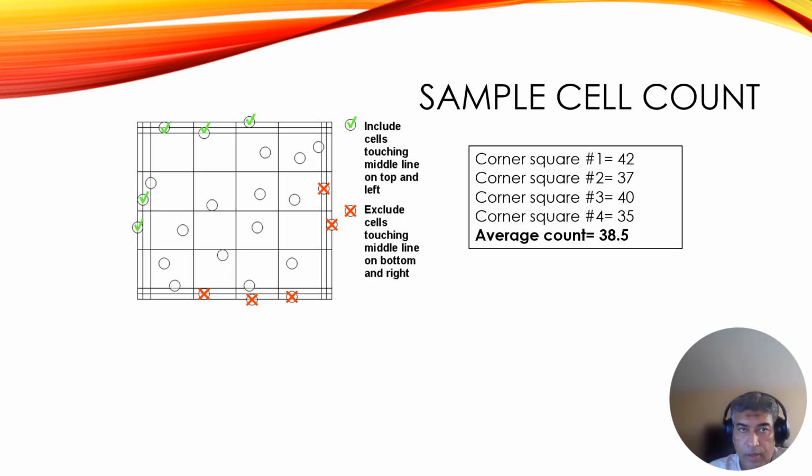In this sample cell count procedure, we include cells in the green checks. Those are on the inner side of the large square. Cells on the outer side of the large square will not be counted. Exclude cells touching the middle line on the bottom or the right. So corner square 1 equals 42, corner square 2 is 37, and so on, 40. So the average count is 38.5.